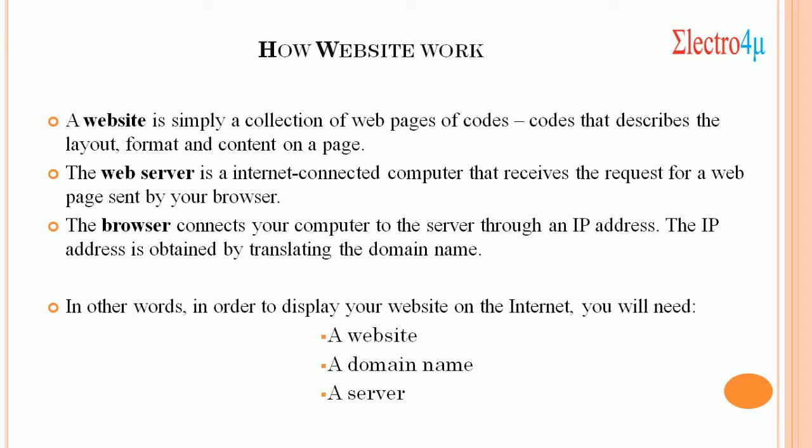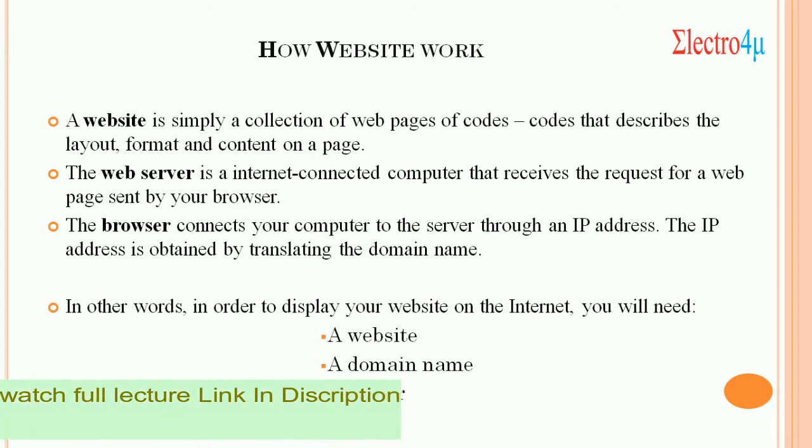Okay. So in other words, in order to display your website on the internet, you will need some elements. What are the elements? One, website. Website means, for example, facebook.com, www.facebook.com, it is a website. Some domain name is there. Without a domain name, Facebook is not working. What is the server? Server means where all data are saved. Okay, that's also called a database.